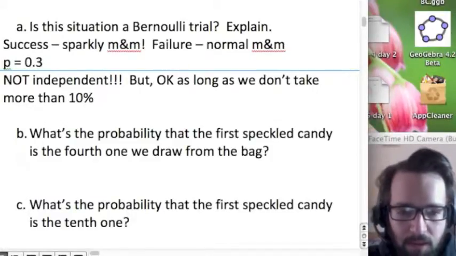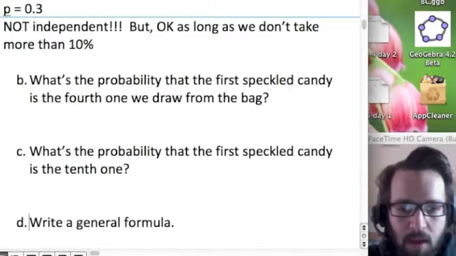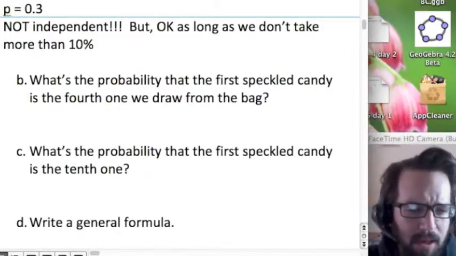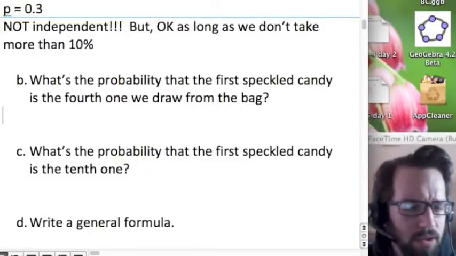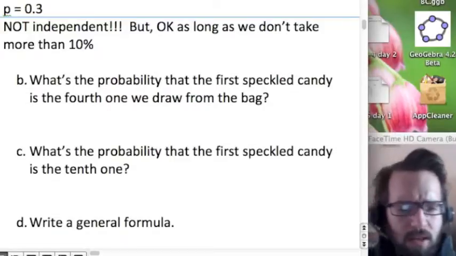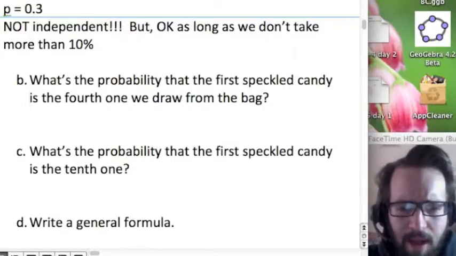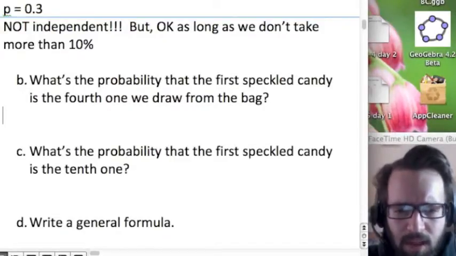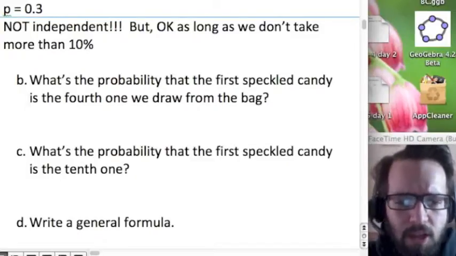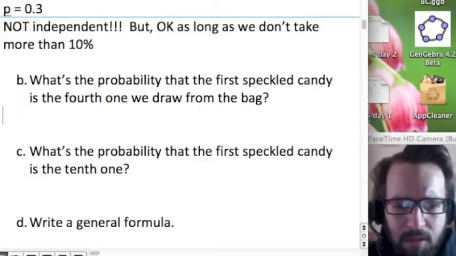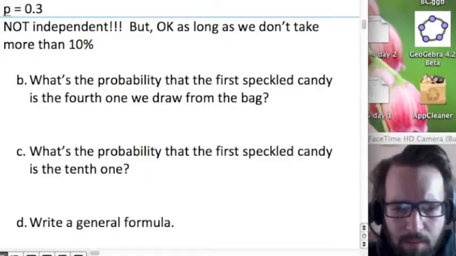Okay, what is the probability that the first speckled candy is the fourth one we draw from the bag? So even though we're not dealing with replacement, we're going to kind of assume that probability is going to stay the same. We're going to also assume we're not going to go beyond 10% of the bag to get away with that. So we're keeping these assumptions in the back of our mind as we do this. So what's the probability that the first speckled candy is the fourth one we draw from the bag?